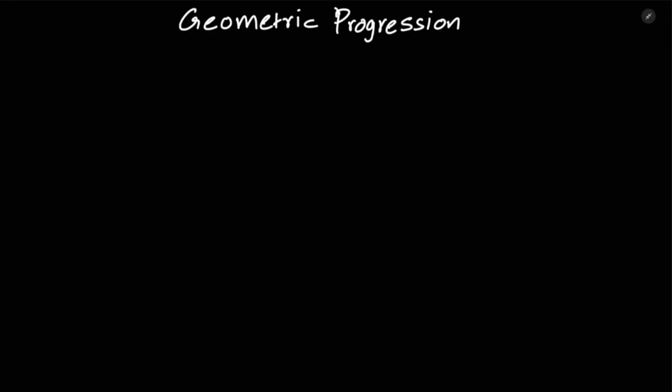Hello everyone, this video is about geometric progression. Let me begin with an example. Consider this sequence: 1, 1 by 2, 1 by 4, 1 by 8, 1 by 16, and so forth. Here you can see that we are multiplying each term by half to go to the next term.